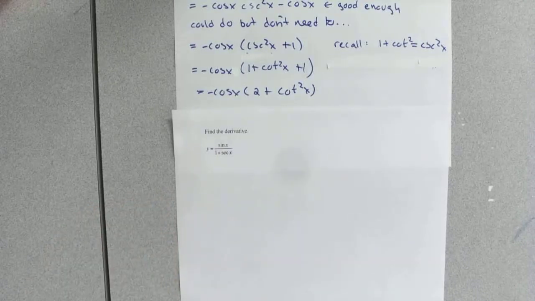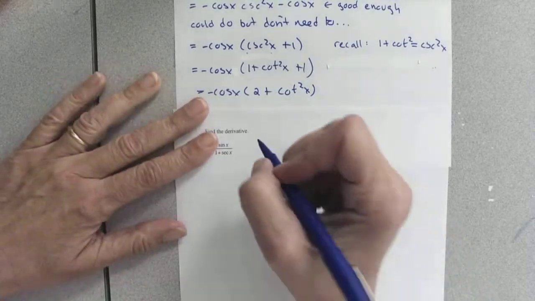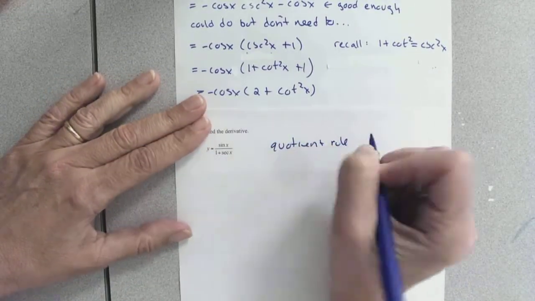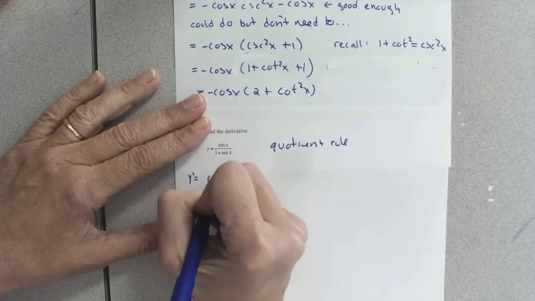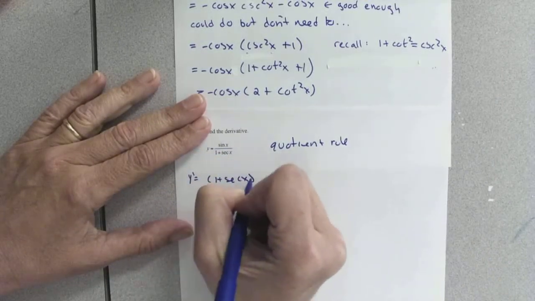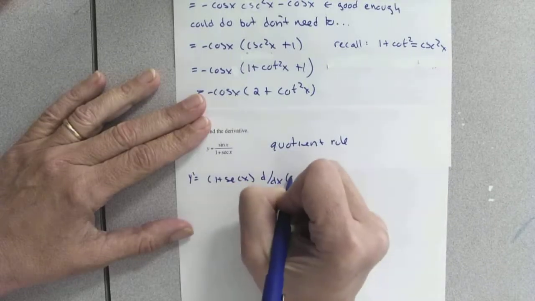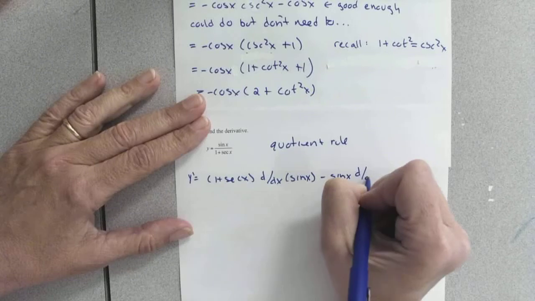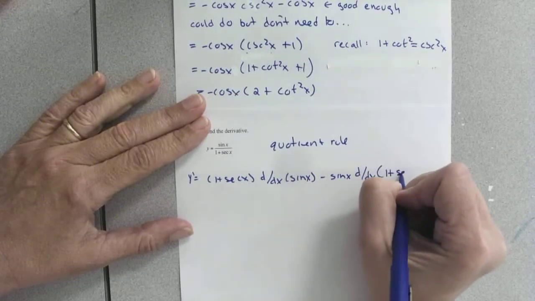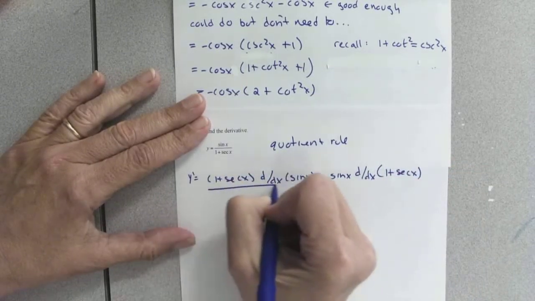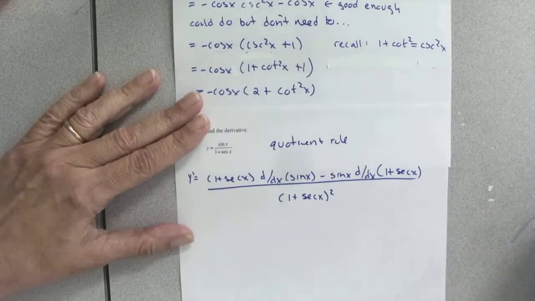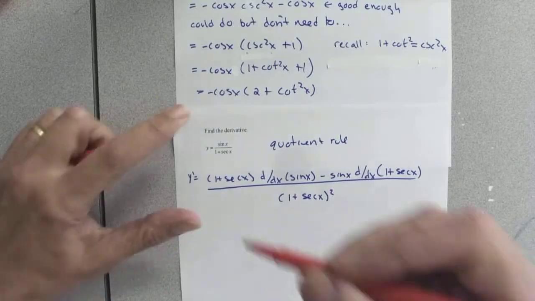Okay, next one. Sin x over 1 plus secant x. No choice but the quotient rule. So plain denominator, derivative of the numerator, minus plain numerator, derivative of the denominator, all over the plain denominator squared.